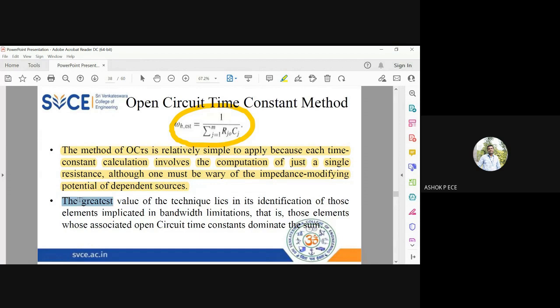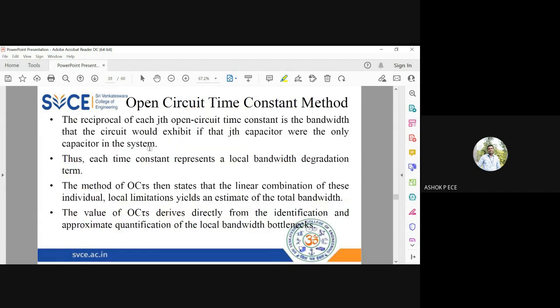The greatest value of the technique lies in identifying the elements which are going to limit the bandwidth. We assume that predominantly R and C are going to control the bandwidth because tau is equal to RC and bandwidth is proportional to 1 by tau. Correct? So we are going to identify those elements which help us provide the estimate of bandwidth. So take the reciprocal of each time constant, add them, and take the inverse, and you get the bandwidth.